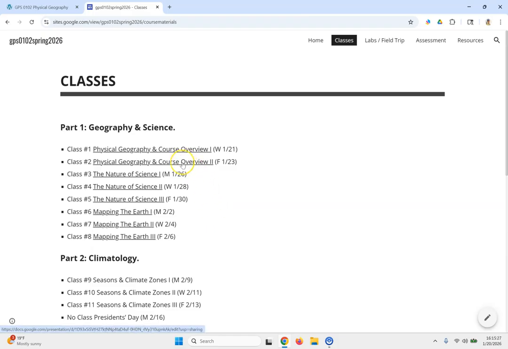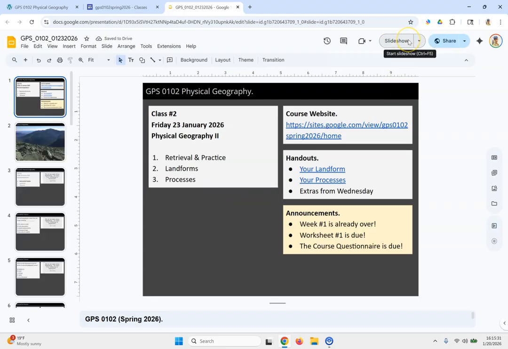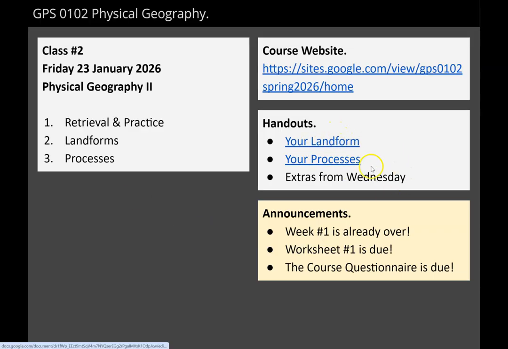Click on the course overview and bring up the slide deck for today. So here's what's on the agenda today. We're going to start with a little bit of retrieval and practice. We want to talk about landforms, and then we want to talk a little bit about processes. We have 2 handouts. They're not all that important in this particular case, but please keep them. We're going to use them in the future.